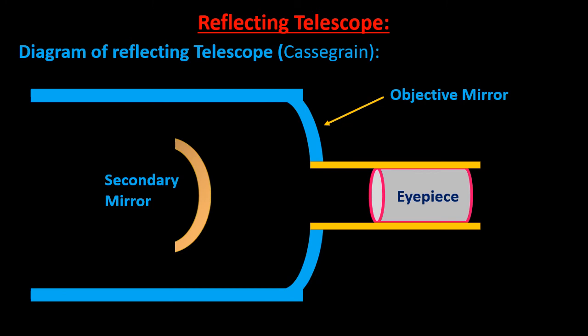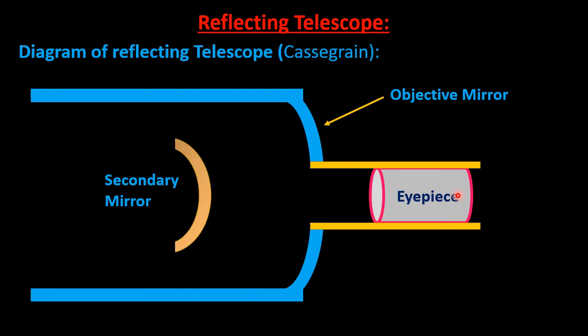This telescope consists of a large concave mirror, which is placed here, having a small hole at the center. This concave mirror we call the objective mirror. There is also a small secondary convex mirror, which is placed here. And at the axis of the telescope, an eyepiece is kept, and we will be able to see the image of an object through this eyepiece.